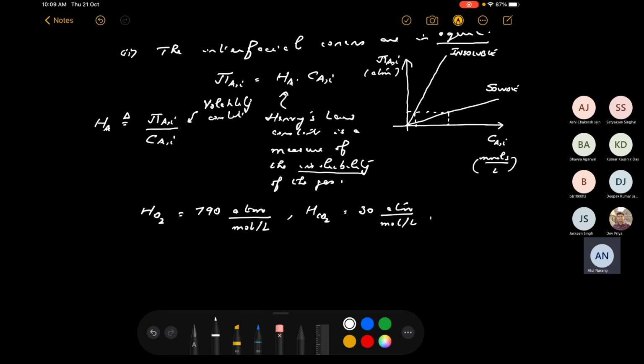But among the atmospheric scientists, this is often defined the other way around. They define it as CAI over pi AI. So they just invert it, and then they call it solubility constant. Because the moment you invert it, then HA becomes a measure of how soluble it is, in fact, instead of how insoluble it is. So I hope that that is clear.